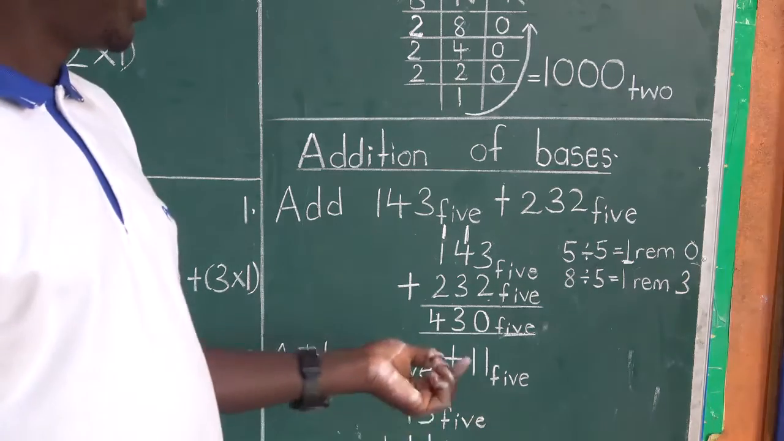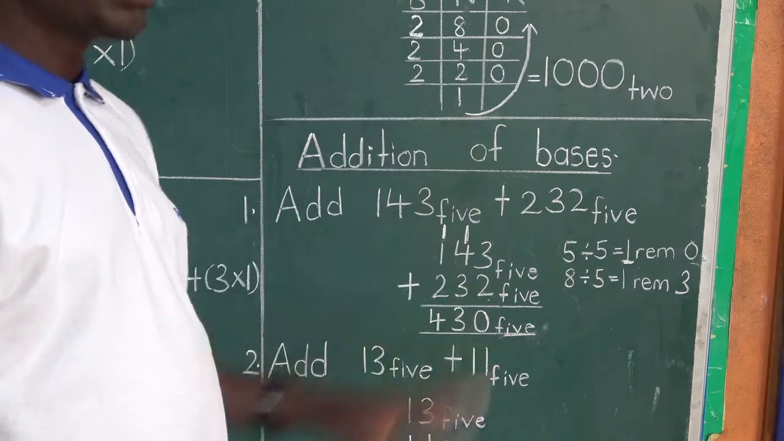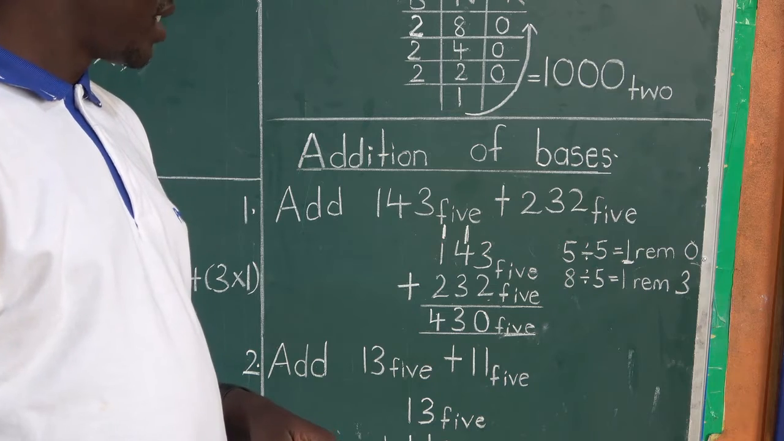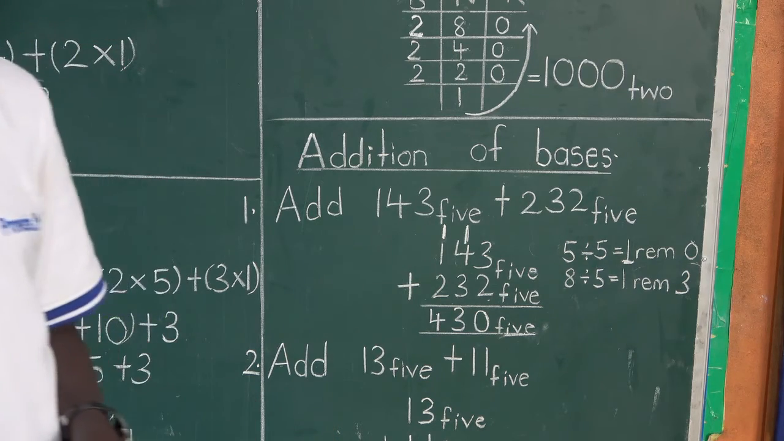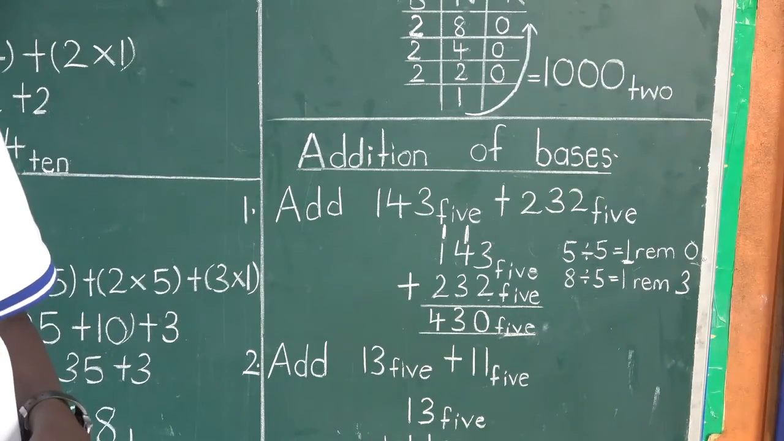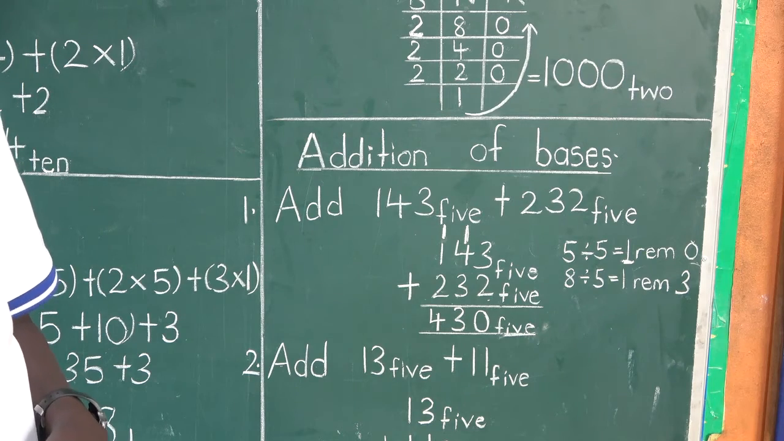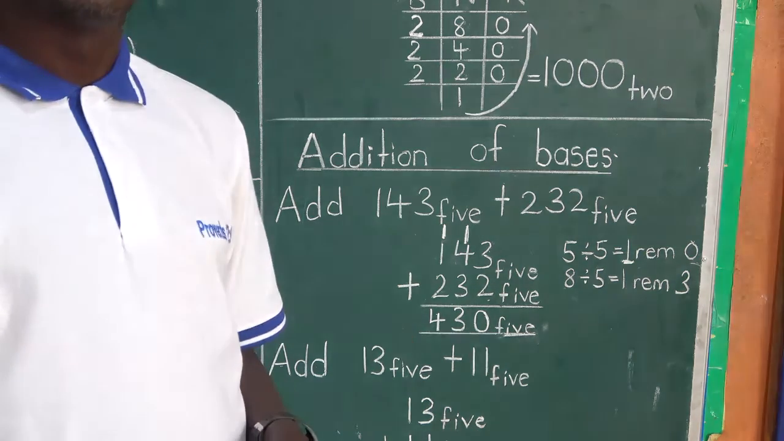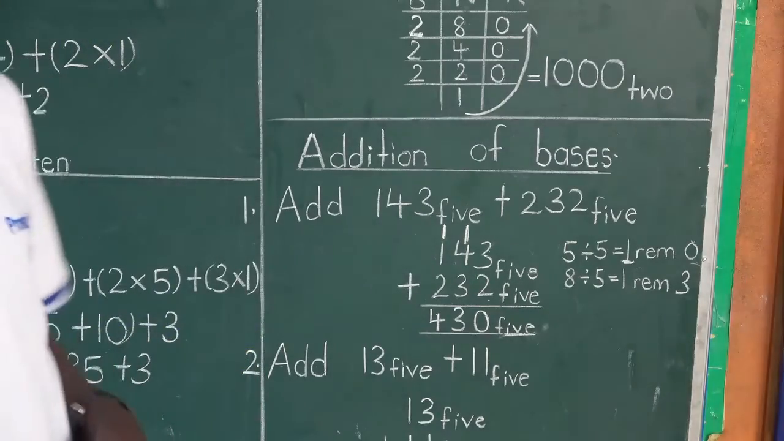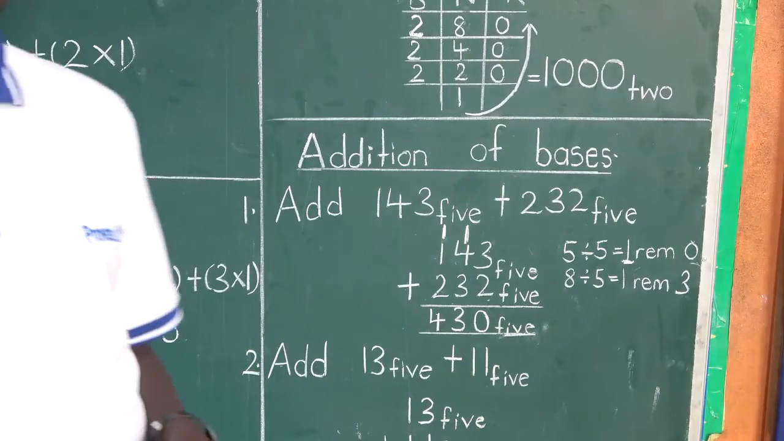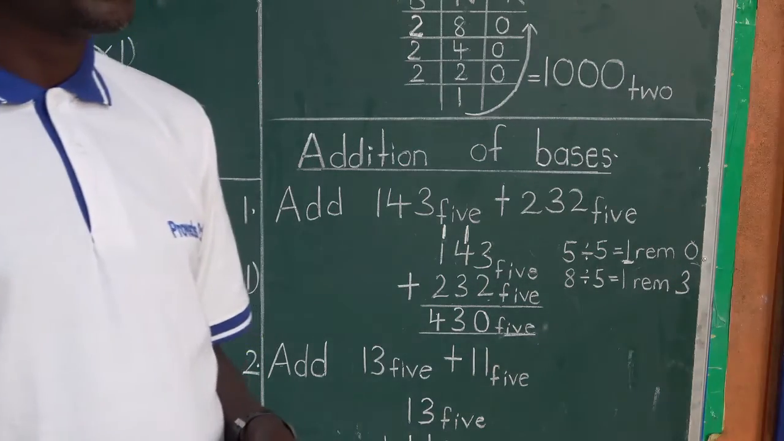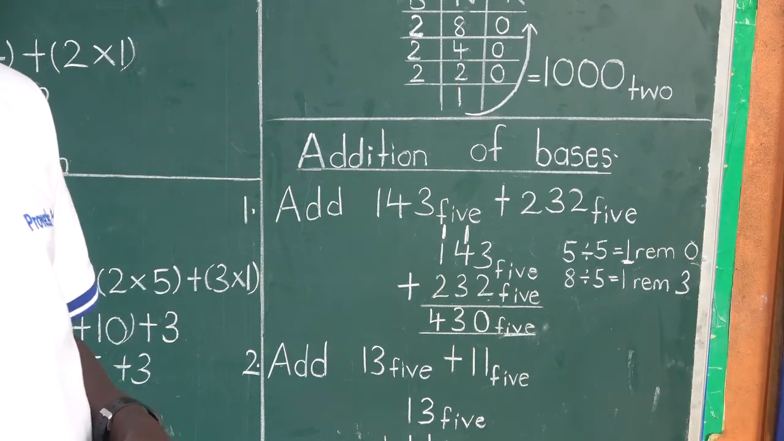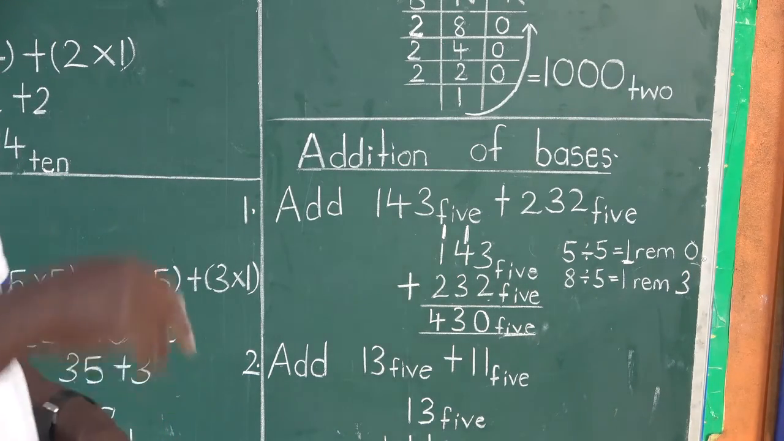You have added in base 10. So now, in base 5, we write all those answers that are less than 5. That is 0, 1, 2, 3, 4 only. In base 6, you write only 0, 1, 2, 3, 4, 5 as answers. In base 7, you write 0, 1, 2, 3, 4, 5, 6. In base 2, you write 0 and 1 only.